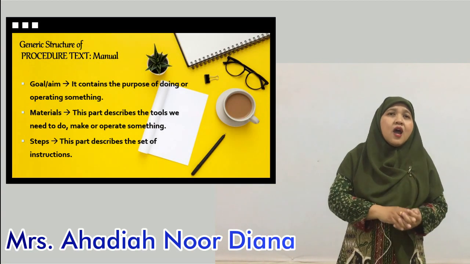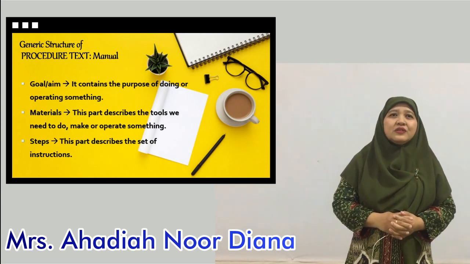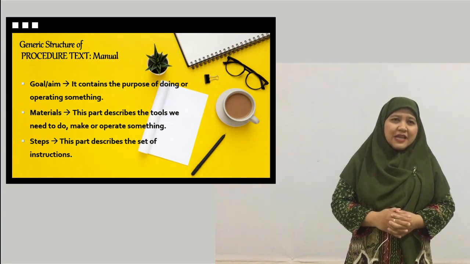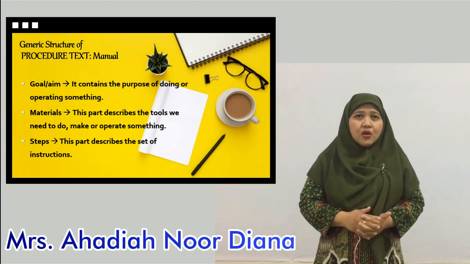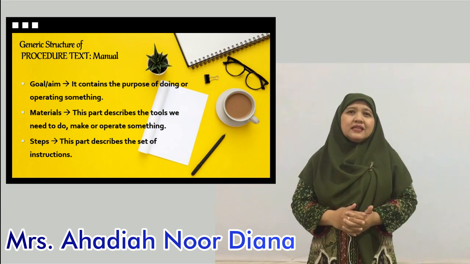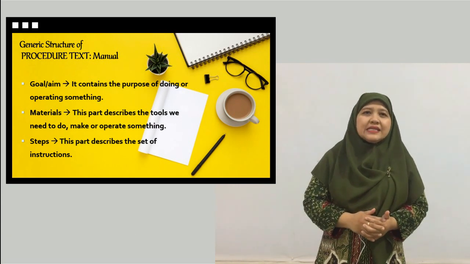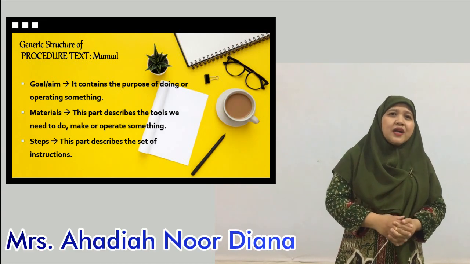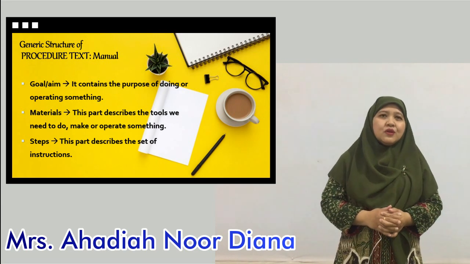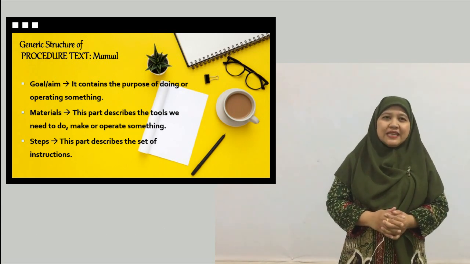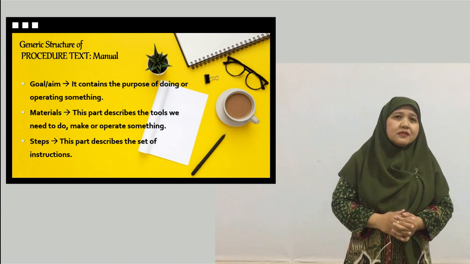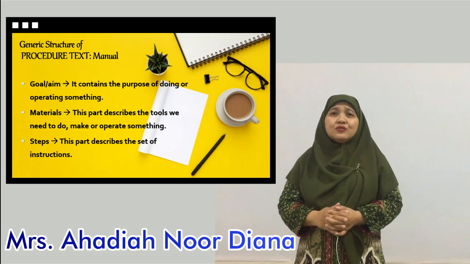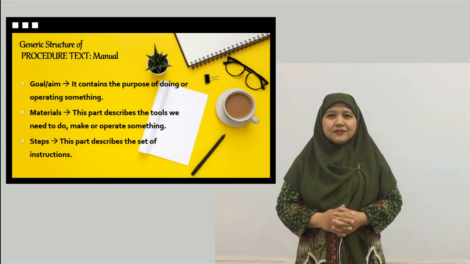And then, how about the generic structure of procedure text manual? The generic structure of procedure text manual is, first, goal or aim. It contains the purpose of doing or operating something. The second, materials. This part describes the tools we need to do, make or operate something. And the third, steps. This part describes the set of instructions in order to achieve the goal.